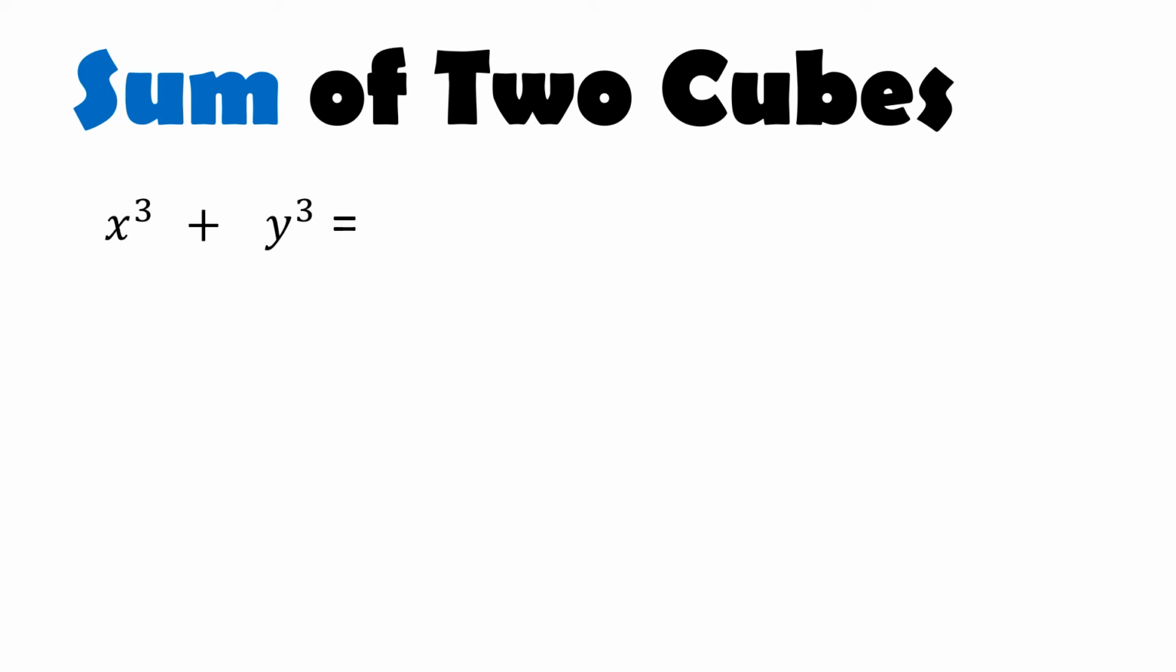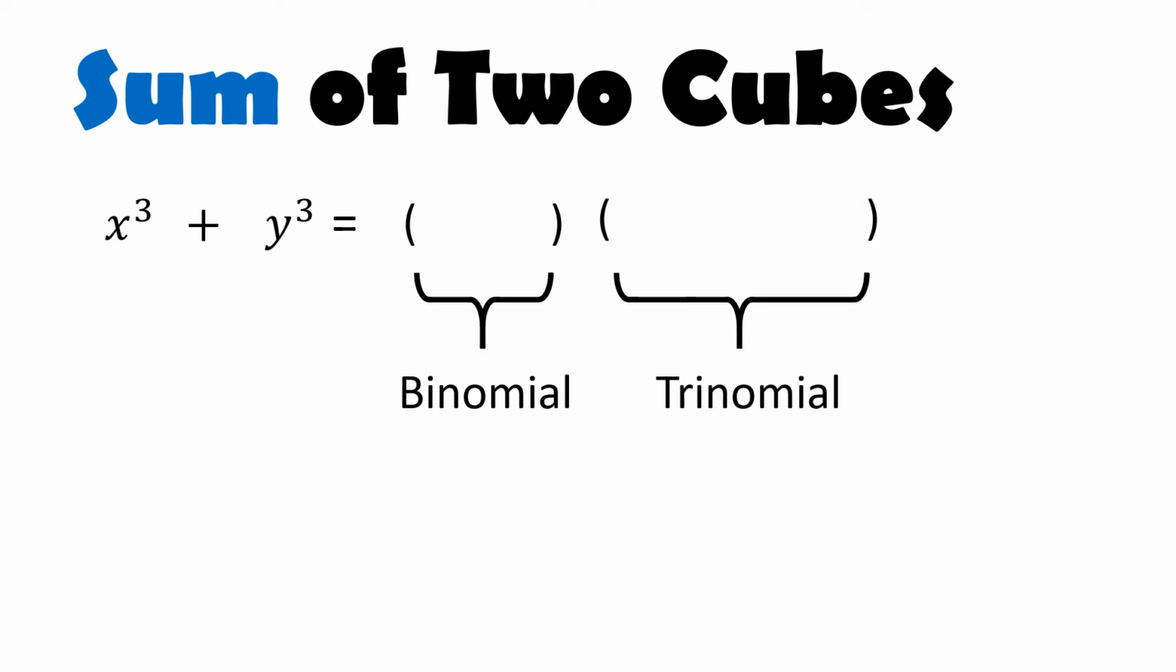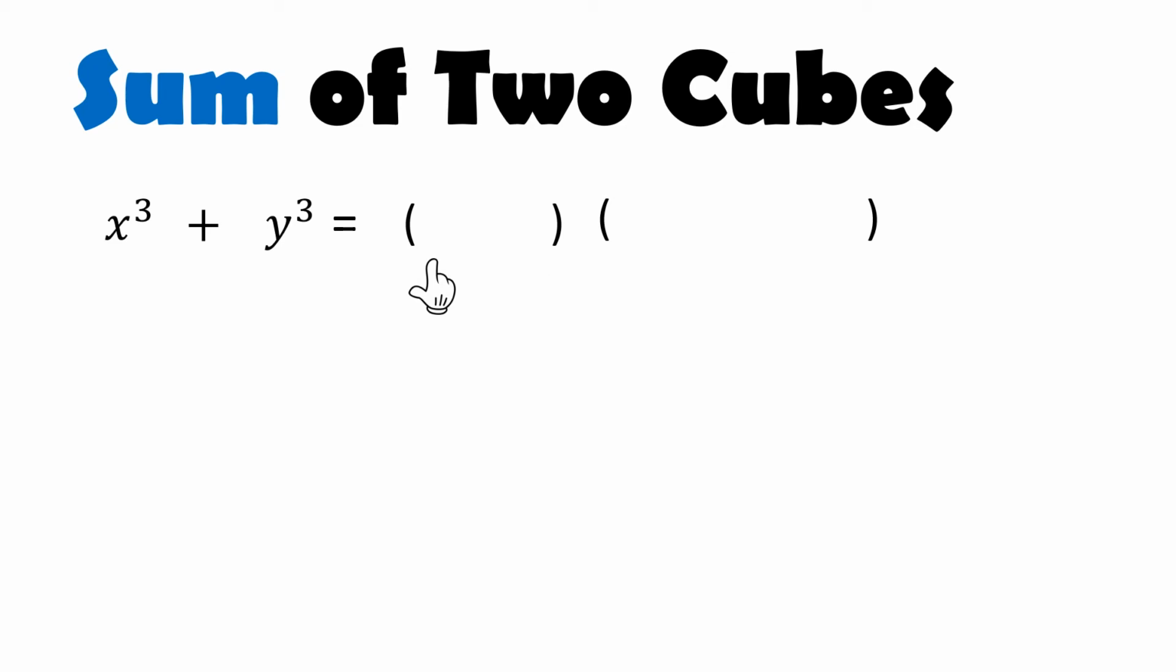So remember that the factors of the sum of two cubes must be a binomial and a trinomial. Now, let's proceed with the binomial factor. So the first term of the binomial must be the cube root of x cubed, which is equal to x. Because x times x times x is equal to x cubed.